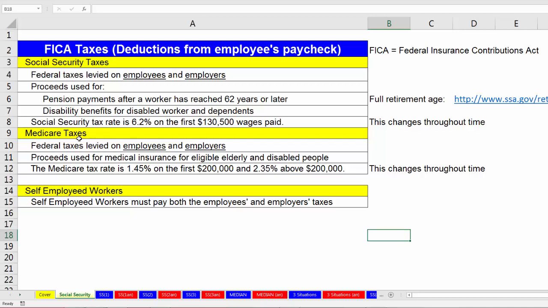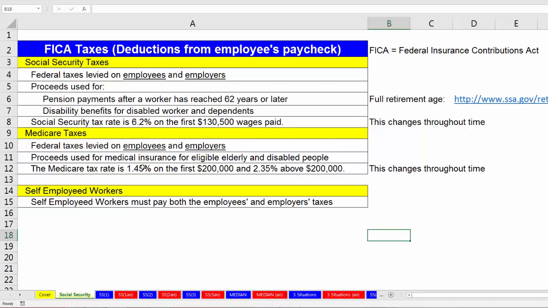Now, Social Security tax, the rate, 6.2%. But if you're lucky enough to make $130,500 or more for the year, anything above that hurdle is not taxed. That means we have a hurdle for this tax. Everything below and equal to $130,500 has one tax rate. That's 6.2%. Everything above this has a second tax rate. That's 0.